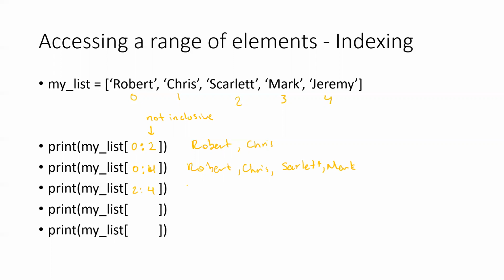Or maybe you just want something in the middle, maybe from the second to the fourth. As you're thinking, probably you should get just Scarlett and Mark. Okay, and finally, you can also use negative numbers. So let's say you want -3 and -2. This should give exactly the same result as the previous one. So this should be Scarlett and Mark. Remember, this one is not inclusive.